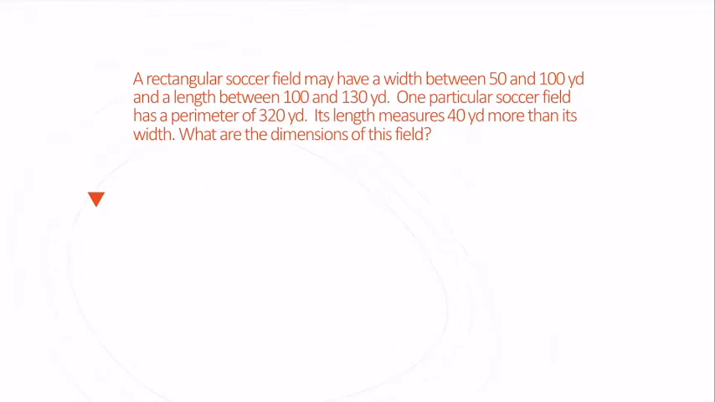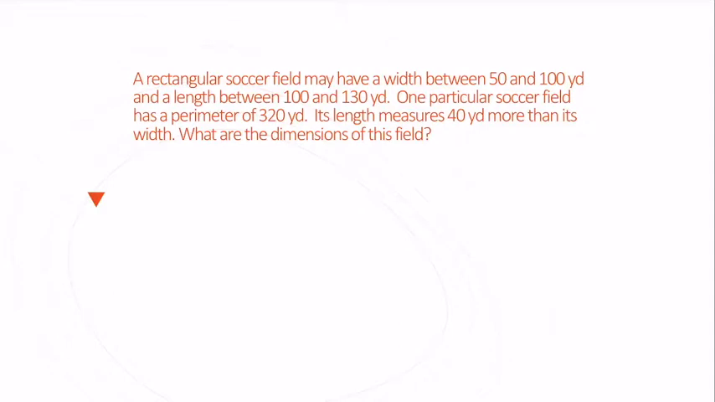So here I have a rectangular soccer field, which may have a width between 50 and 100 yards and a length between 100 and 130 yards. One particular soccer field has a perimeter of 320 yards. Its length measures 40 yards more than its width. What are the dimensions of this field?